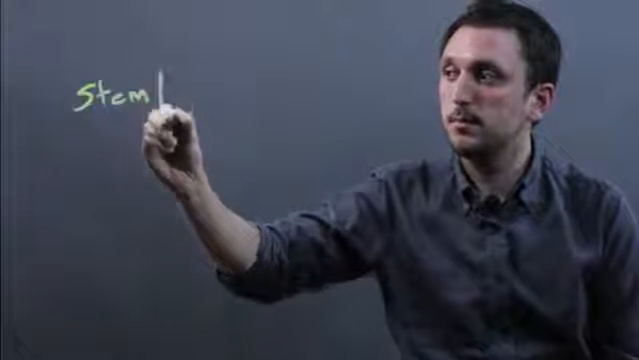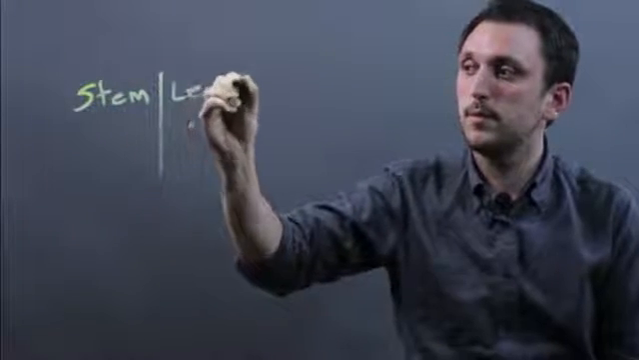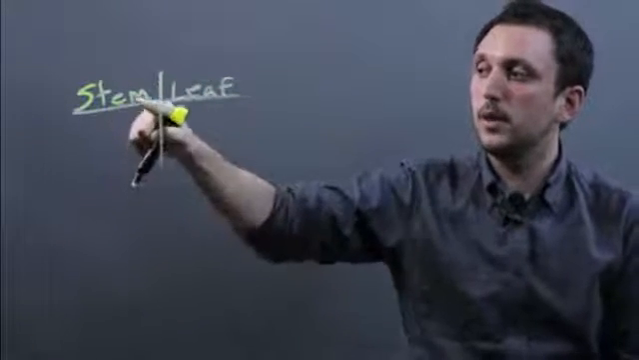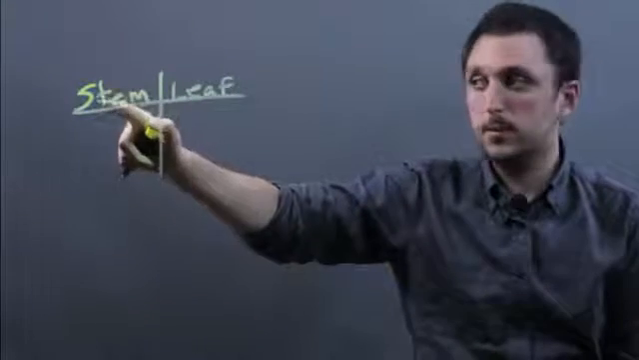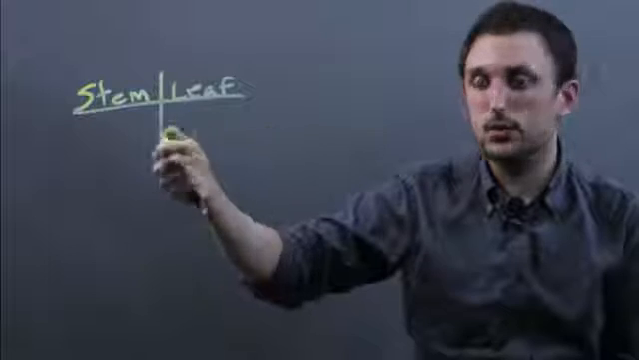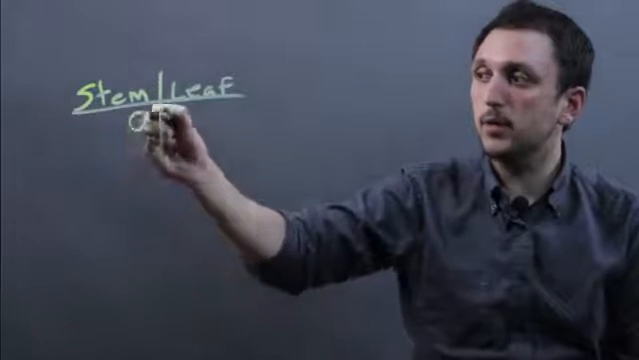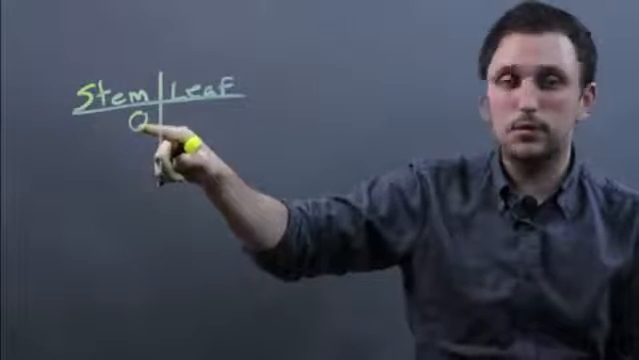First, you want to make your stem and leaf plot. So you write stem, leaf, and here we're only going to have one digit. The stem side of the plot always has a single digit. Now, because we're using single-digit numbers, it's going to have a 0.